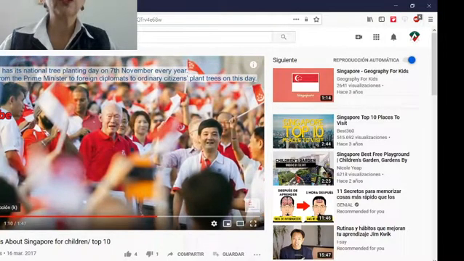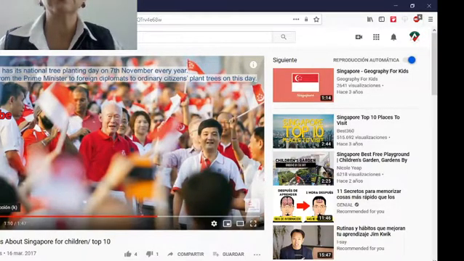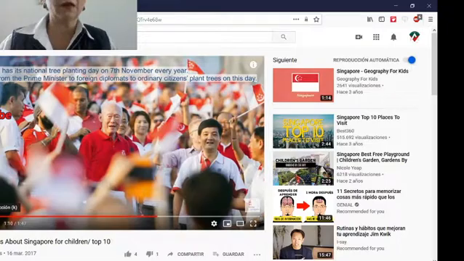There is a very important date on the 7th of November. It's the National Tree Planting. In Singapore, on that day, everybody plants trees. That's a very important fact too.